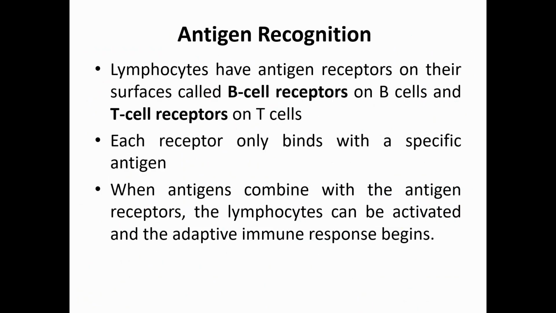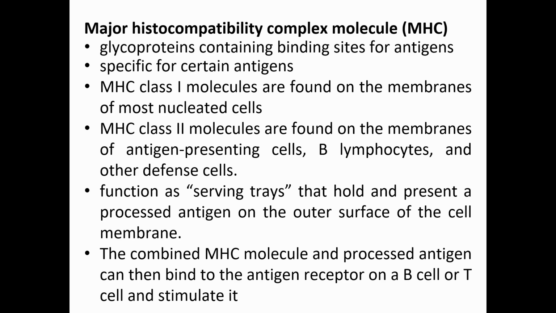So lymphocytes have antigen receptors on their surfaces called B cell receptors on B cells and T cell receptors on T cells. Each receptor only binds with a specific antigen. And when antigens combine with the antigen receptors, the lymphocytes can be activated and the adaptive immune response begins. So we have your major histocompatibility complex molecules, or your MHC. These are glycoproteins containing binding sites for antigens, and they are only specific for certain antigens.